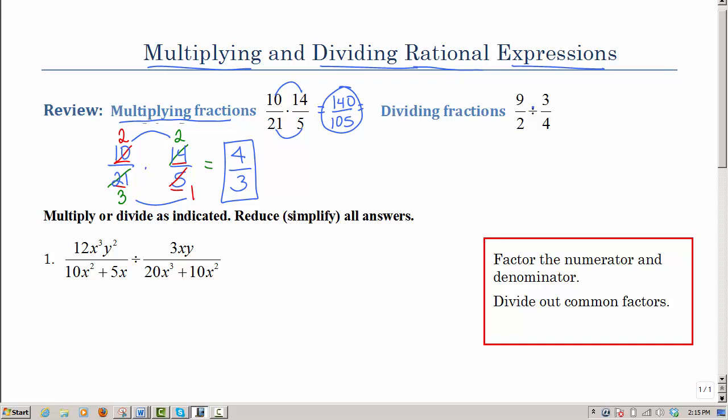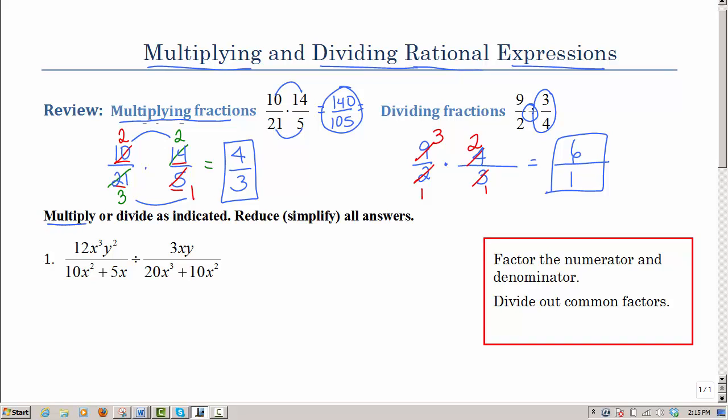Now, how do we divide fractions? Well, in order to divide fractions, you have to change it to multiplication, and we're going to multiply by the reciprocal of what you were dividing by. And again, you could just multiply straight across or reduce along the way, reducing common factors. And then we say, that's 6 over 1. That is exactly what we're going to be doing with our rational expressions.